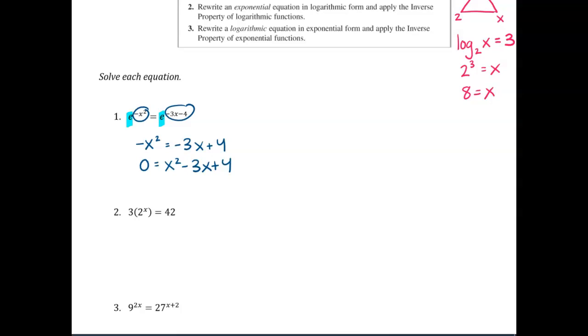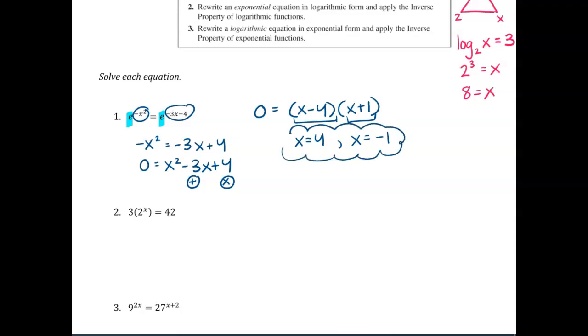And then I'll factor. Since a is 1 here, there's no number in front of the x squared, so it's an invisible 1. I'm looking for what adds to be negative 3 and multiplies to be 4. And so that's negative 4 and 1. So this factors into x minus 4 and x plus 1. You set x minus 4 equal to 0, you get x equals 4. You set x plus 1 equal to 0, you get x equals negative 1. So sometimes there's two solutions if you solve a certain type of quadratic.